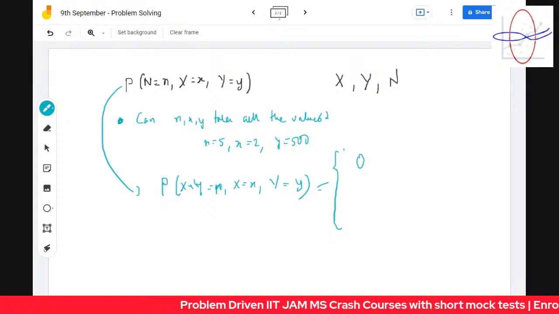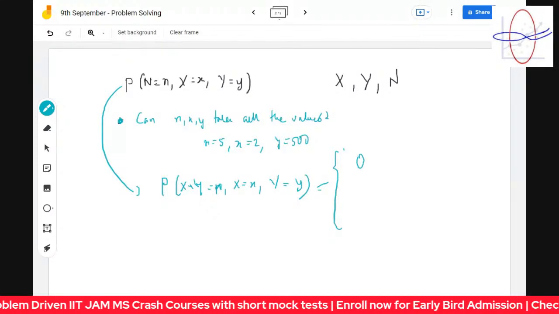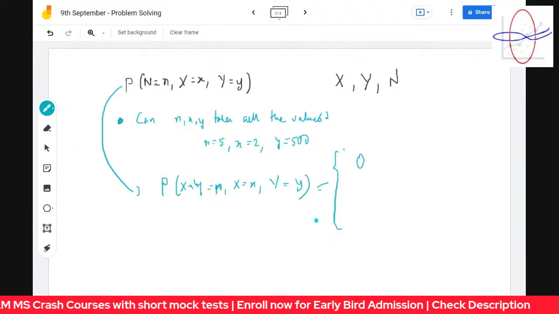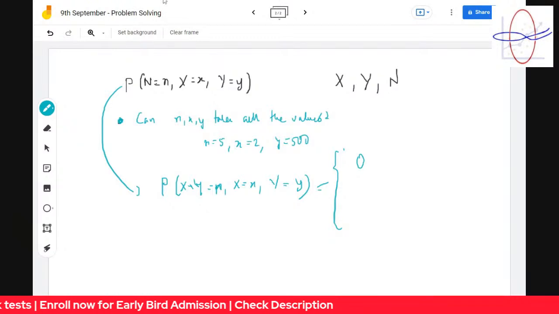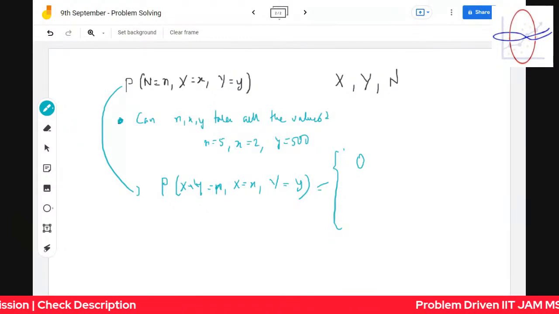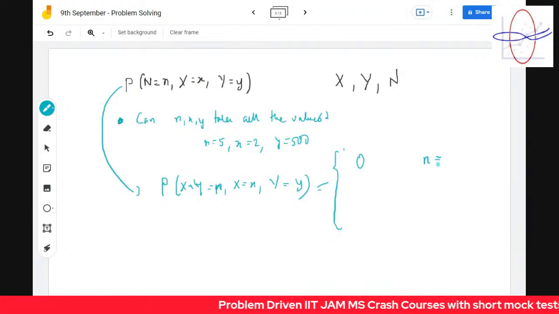Yeah, you guys are all right. Good. That's a very good idea. Dishika, that's exactly what I wanted to understand. So therefore, when this probability is 0, can you tell me when this probability is 0? It is when n is not equal to x plus y. Good, very good. So when n is not equal to x plus y.